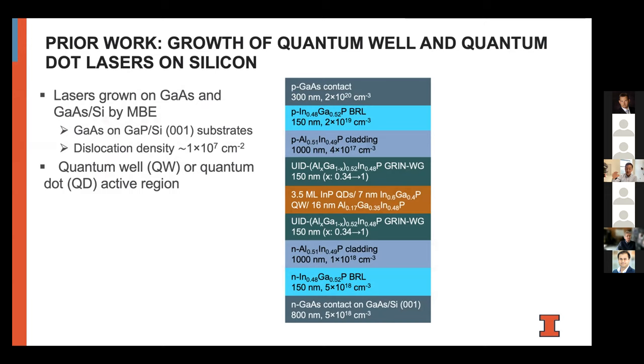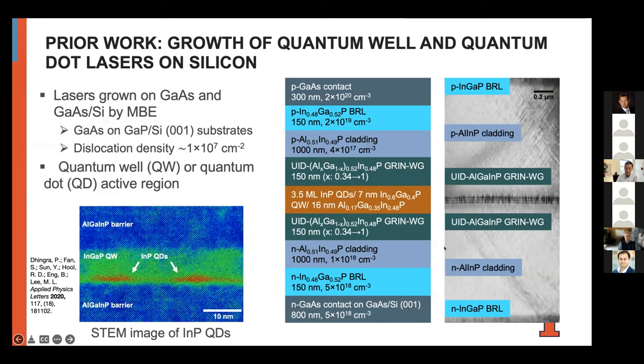But what this example shows is the kinds of things that we grow in my lab. It's a pretty standard phosphide laser. We can do it either with quantum dots or with quantum wells. And in fact, the way we grow the dots, it's a so-called dot-in-a-well structure. Okay, so this is the basic kind of structure we can grow, and we've been working on doing this on top of silicon.